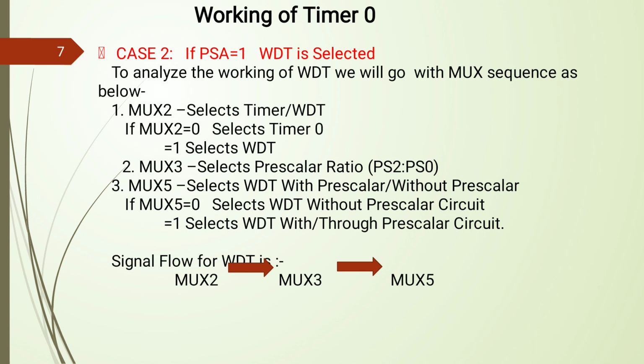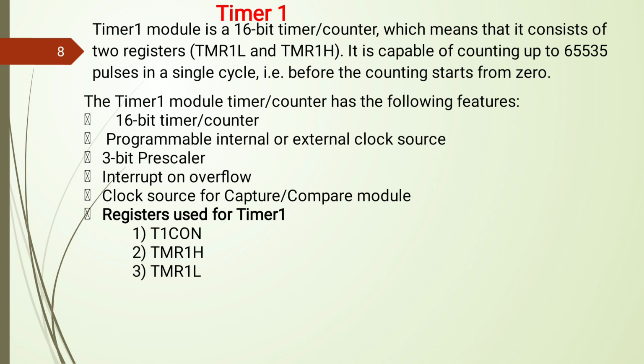After that we discuss timer 1. So let's discuss timer 1. Here timer 1 is similar to timer 0, but it enhances the bit capacity. That is, instead of 8 bit, a 16-bit timer counter is used, which means that it consists of two 8-bit registers, TMR1L and TMR1H, the lower byte and higher byte registers, and the maximum counting capacity of timer 1 is 2 raised to 16 as a 16-bit timer counter.